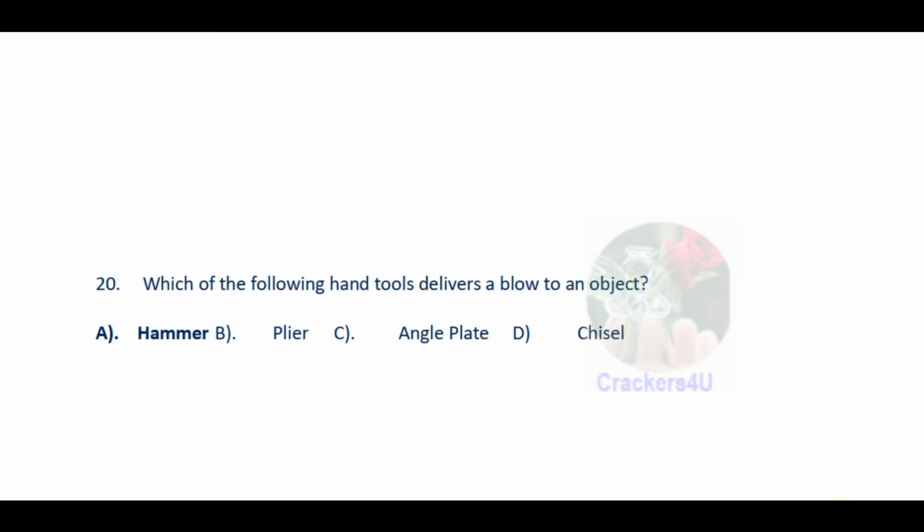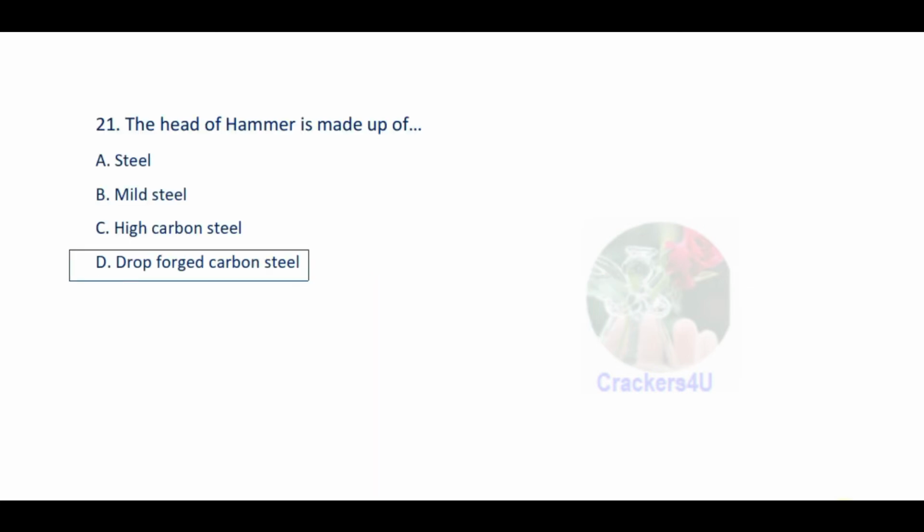Which of the following hand tools delivers a blow to an object? Answer option A, hammer. The head of hammer is made up of drop forged carbon steel. Answer option D, drop forged carbon steel.